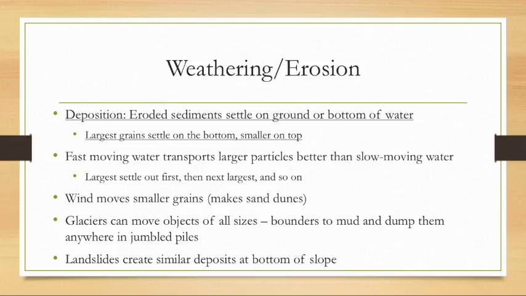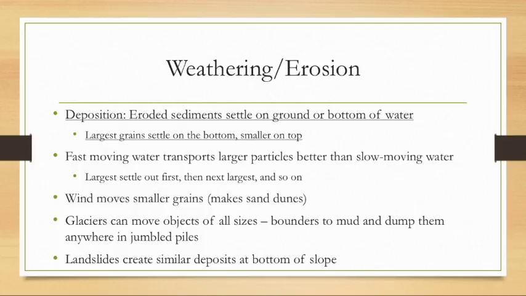Once these rocks and the sediment are broken down and transported, they eventually have to get deposited or dropped off somewhere. If you think about depositing money in a bank, you go to the bank and you deposit money, you leave the money in the bank, you drop it off. So with deposition, the sediment, after getting moved, eventually settles out onto the ground or the bottom of a river, stream, etc. And usually you get the largest grains settling on the bottom and smaller ones on top. If we think about how fast this is moving, faster water is usually going to carry more, whereas slower water is going to deposit more a lot quicker.